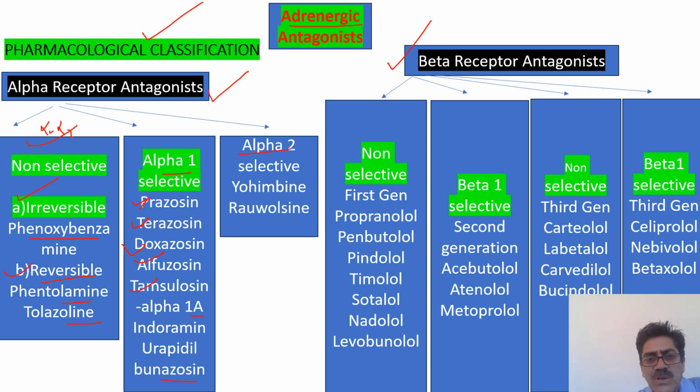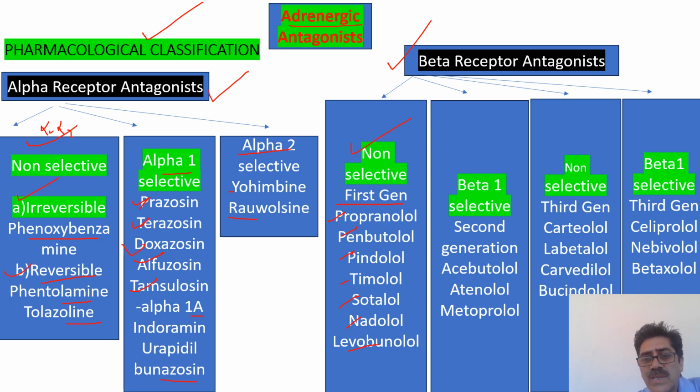Similarly, we have alpha 2 receptor selective receptor antagonists. Example is yohimbine and rauwolscine. On the contrary, we have beta receptor antagonists. Again, they can be grouped into non-selective ones, also known as first generation beta receptor antagonists. Example is propranolol, penbutolol, pindolol, timolol, sotalol, nadolol, levobunolol. Means they will block both beta 1, beta 2 receptors. That is why we call them non-selective.